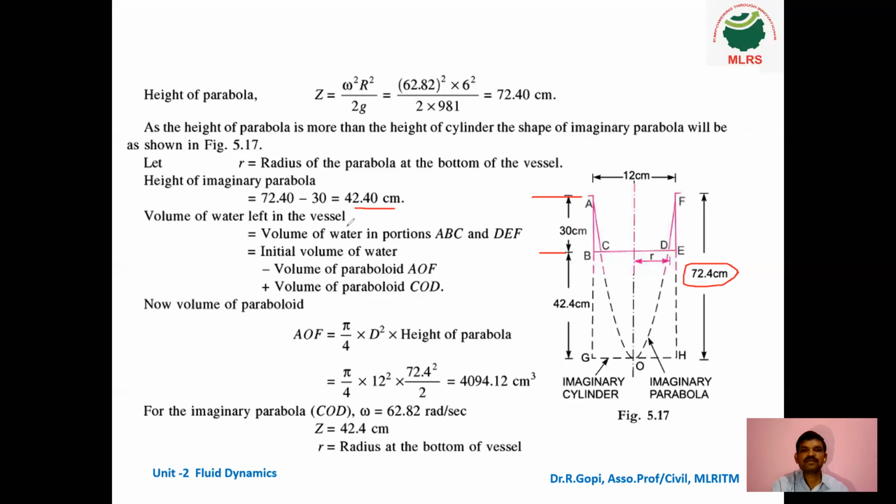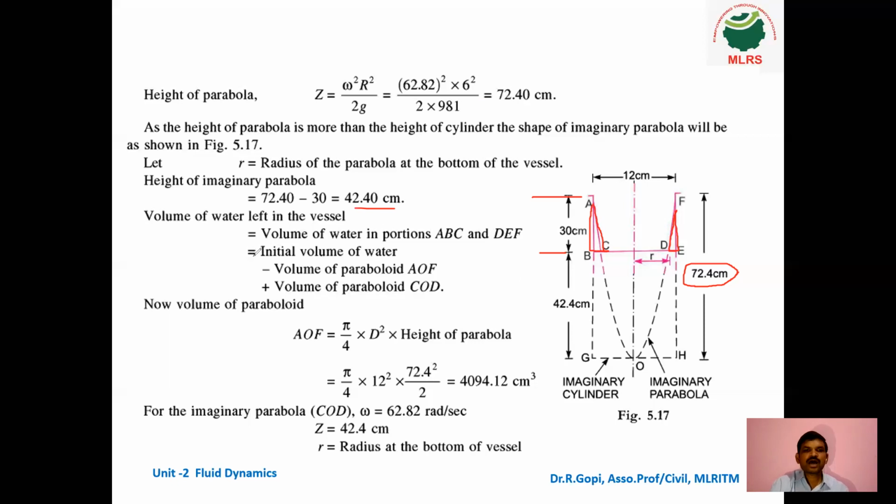Volume of water left in the vessel. So how to calculate this volume of the water left in the vessel? Using this formula: the volume of water in portions A, B, C and D, E, F. You can see here, this is A, this is B and this is C. Take this triangle and this D, E, F. Since it is the circular one, imagine it is not an actual triangle, it is a circular portion only. So how to calculate this volume?